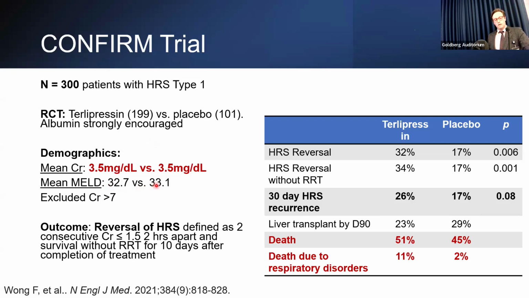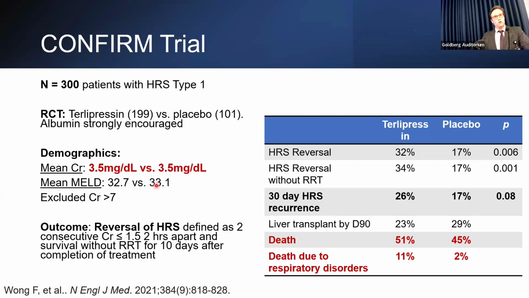What was nice with this trial is they wanted reversal of HRS, defined as 2 consecutive creatinines less than 1.5, and survival without renal replacement therapy at 10 days. So sustained HRS reversal, which I think is much more clinically relevant than a drug that can drop a creatinine for a couple of days. And we saw that here.